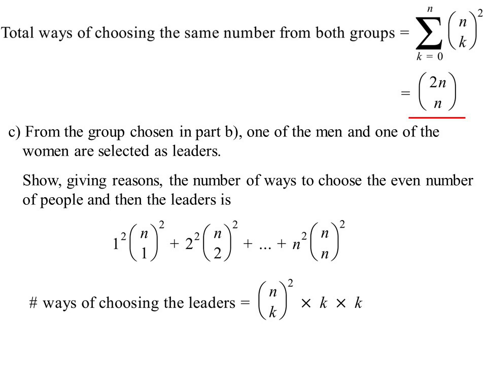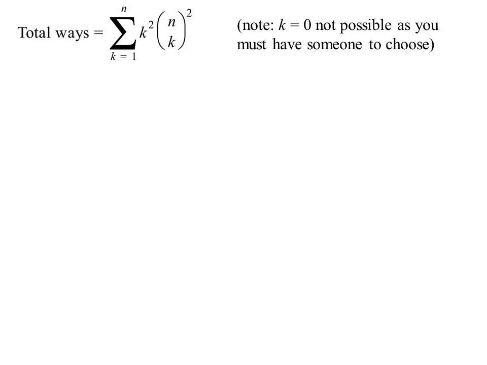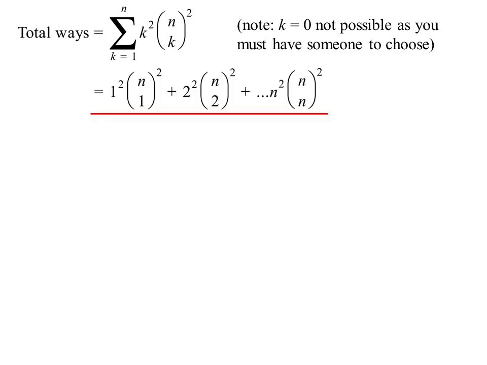Well, there were k men that we selected and there were k women that we selected. So therefore I would multiply it by the number of ways I could choose the leaders from the men and the number of ways I could choose the leaders from the women. k times k, and then summing it up for all the possible sizes of the groups. k equals 1 to n, k squared, nCk squared. Note, I didn't put k equals 0 in there because it's not a group. If you haven't got a group, how on earth are you going to choose a leader from nobody? You can't do that. So it's just k equals 1 to n on that, and there's our expression.